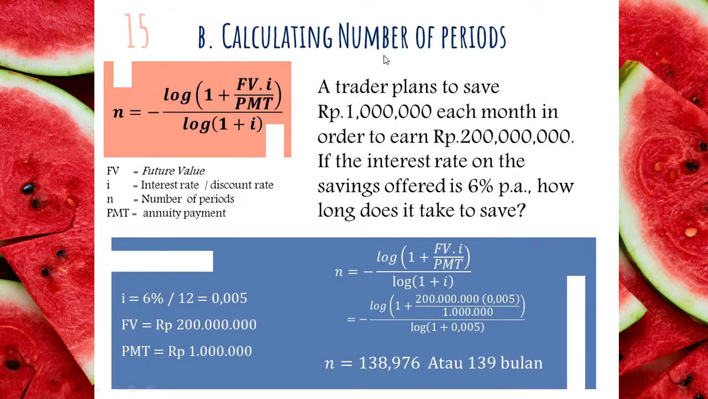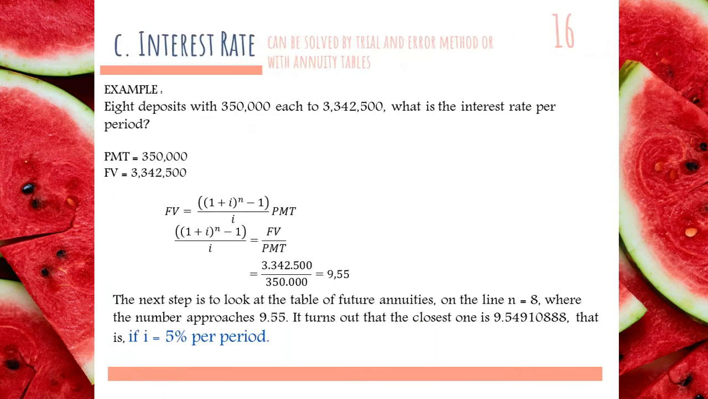And the point B is calculating the number of periods, with the formula n equals minus log 1 plus FV times i divided by PMT, and divided by log 1 plus i. And the C is the interest rate. It can be solved by trial and error like before, or with annuity tables.